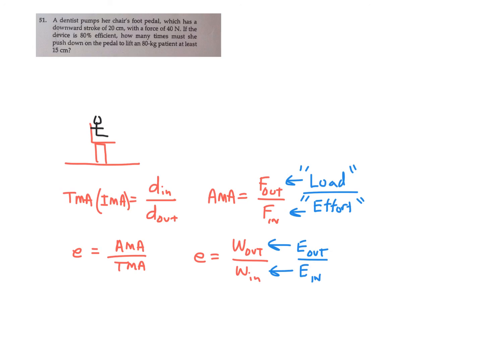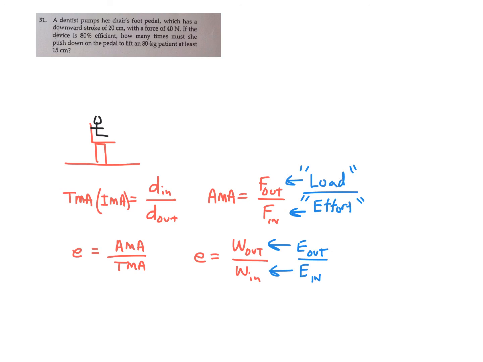So I've summarized them again with the four equations. A reminder also that these are all ratios, so there are no units involved with the efficiency or with the mechanical advantages, because all the units would cancel out. However, the inputs, the distances and the forces and the work, do have units, but they would cancel out when you do the calculations.